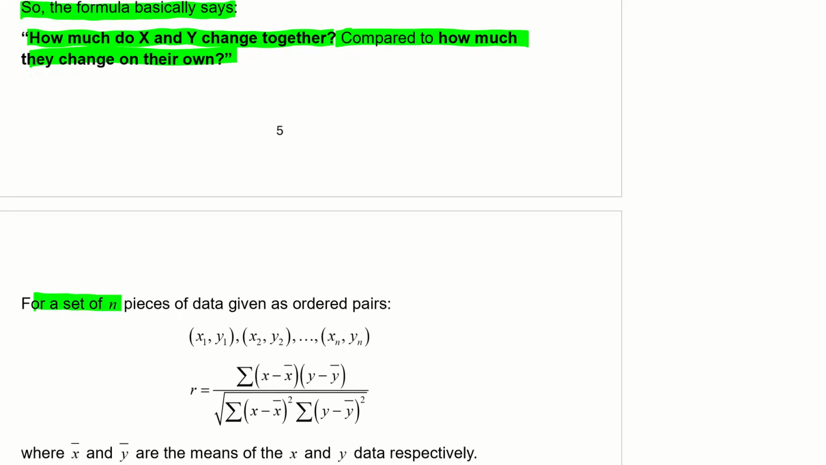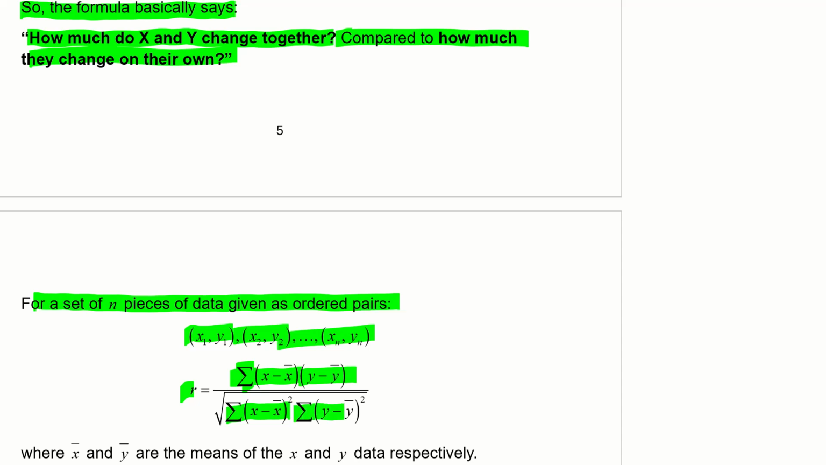For a set of n pieces of data given as ordered pairs, x1, y1, x2, y2, xn, yn, and so on, R is equal to the sum of (x minus x bar) times (y minus y bar), divided by the square root of the sum of (x minus x bar) squared multiplied by the sum of (y minus y bar) squared, where x bar and y bar are the means of the x and y data respectively.